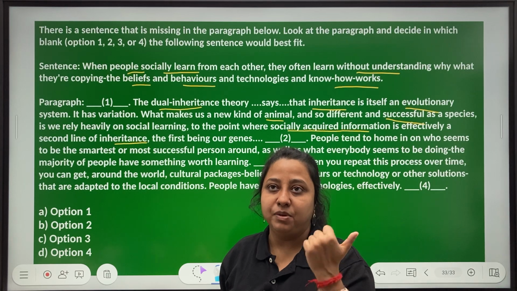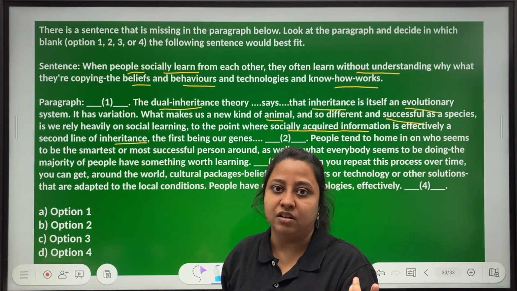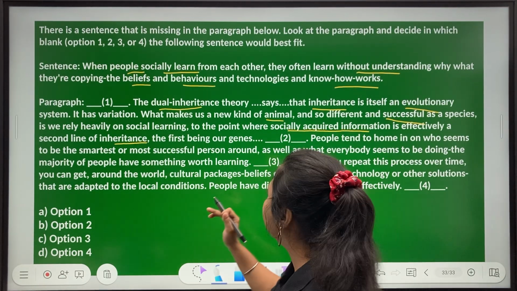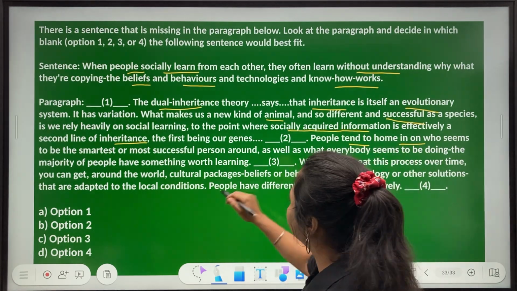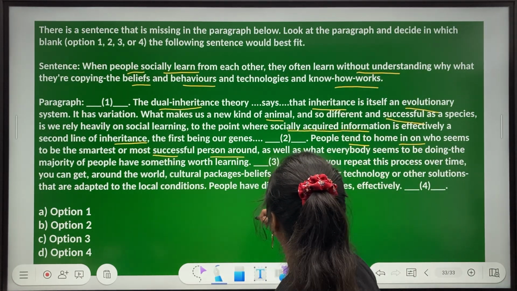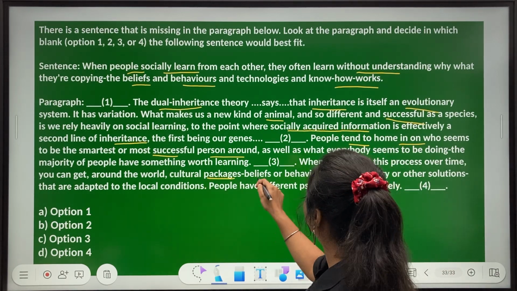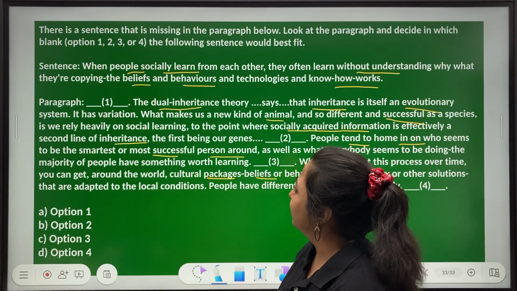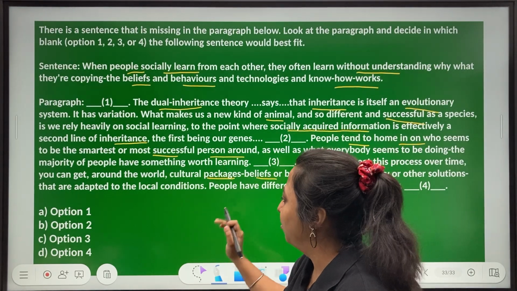Be it philosophy, be it something which is very technical, subject matter experts kind of stuff, बहुत easy नहीं होते हैं ऐसे questions. So be a little careful while attempting. People tend to home in on those smartest successful people, repeat beliefs, behaviors. तो कुछ तो beliefs, behaviors, social learning, inheritance, genes, उसके अराउंड है ये पूरा.